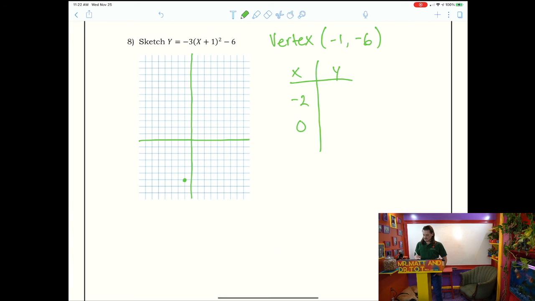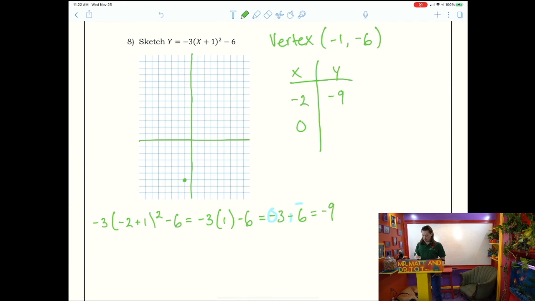When x is equal to negative 2, we're going to have negative 3 times negative 2 plus 1 quantity squared minus 6. Negative 2 plus 1 is a negative 1. Negative 1 squared is positive 1. So we're going to have negative 3 times 1 minus 6. Negative 3 times 1 is negative 3. Negative 3 minus 6. If you need to, leave, change, leave the first one alone, change the operation, change the sign. So that's the same thing as negative 3 plus a negative 6, which is going to be negative 9.